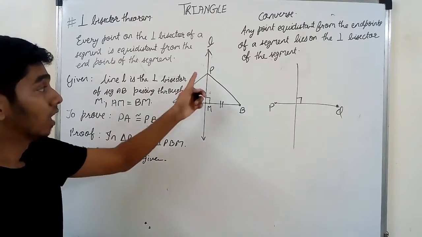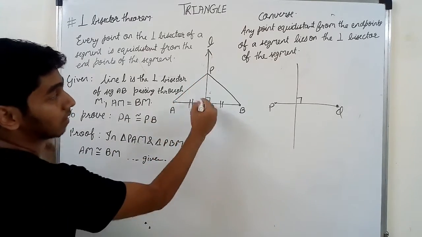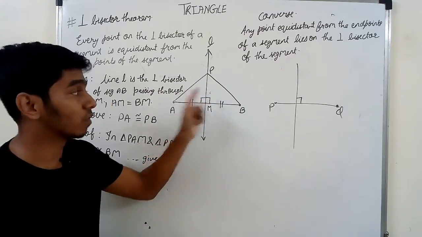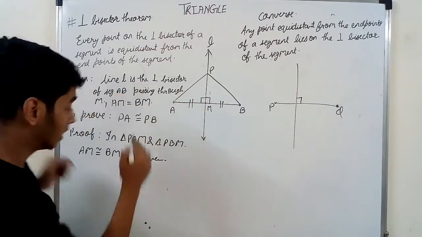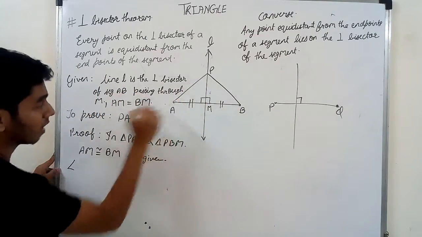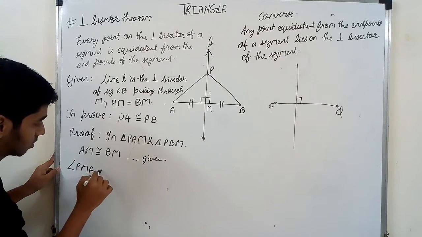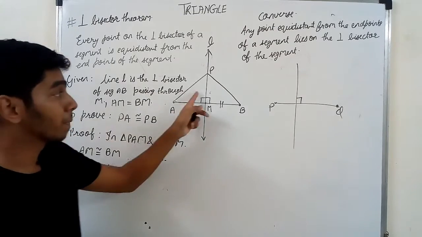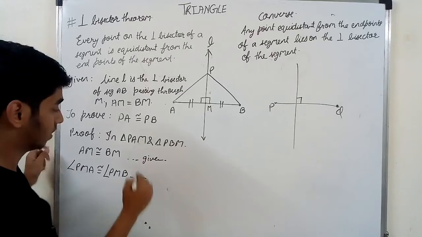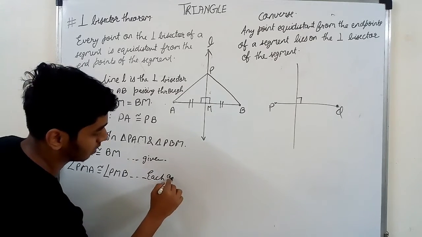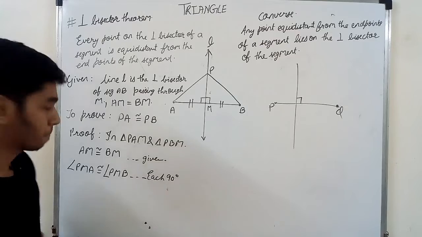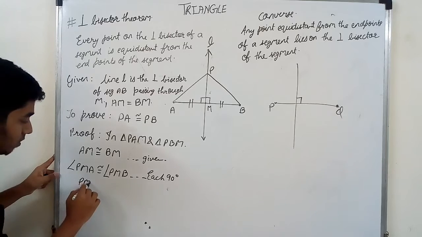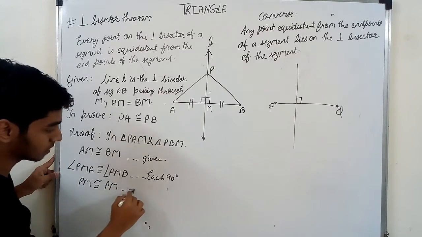Same way, can we say that if this angle is 90 degrees, then this will also be 90 degrees? Because this is forming a linear pair. So 90 and 90. Therefore, we can say angle PMA is congruent to angle PMB, because each of them is 90 degrees. So this will be the reason. Now, can we say PM is congruent to PM itself? Therefore, common side.